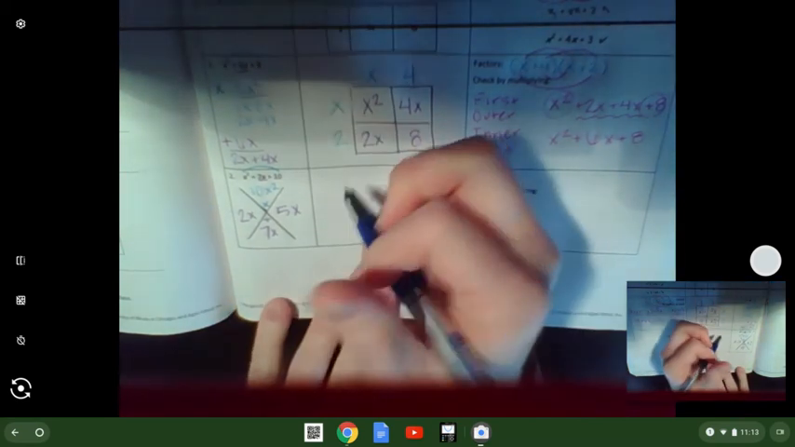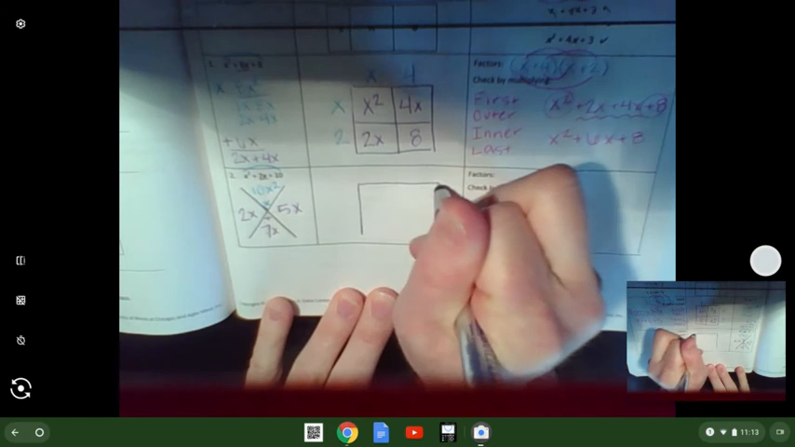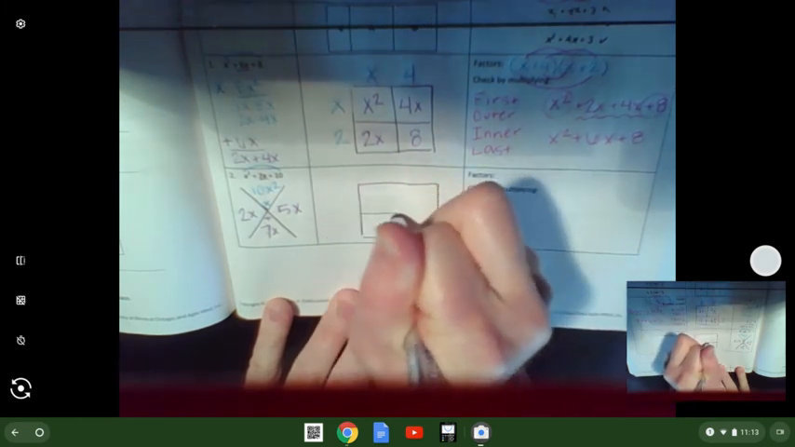So moving then to our box. Here is our box.